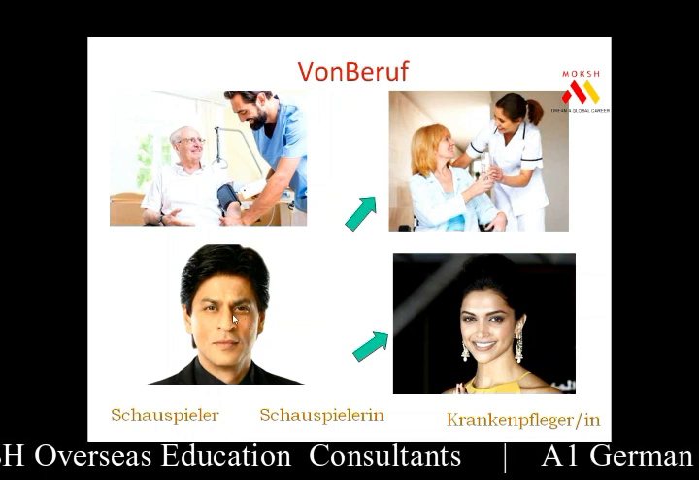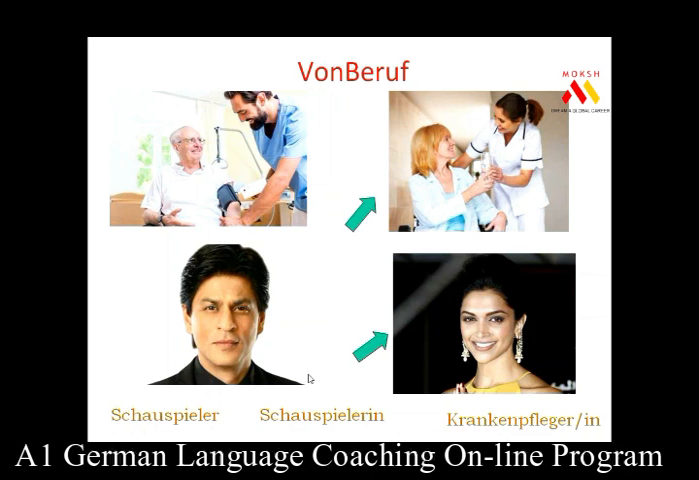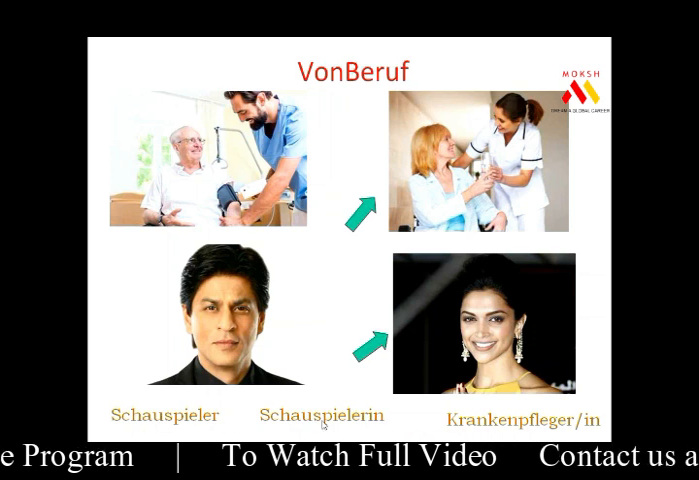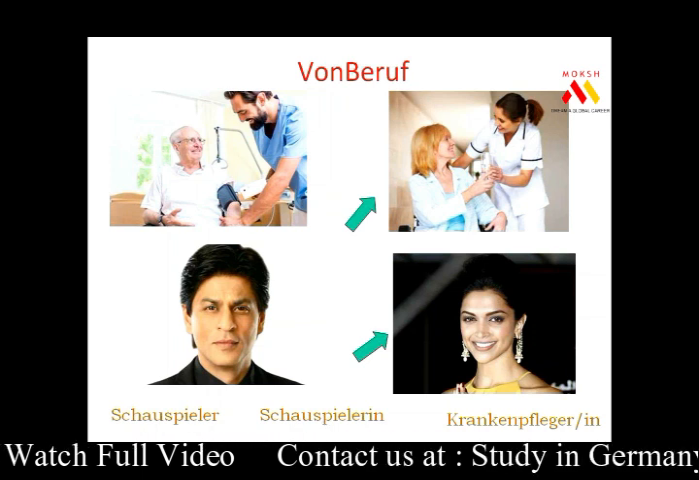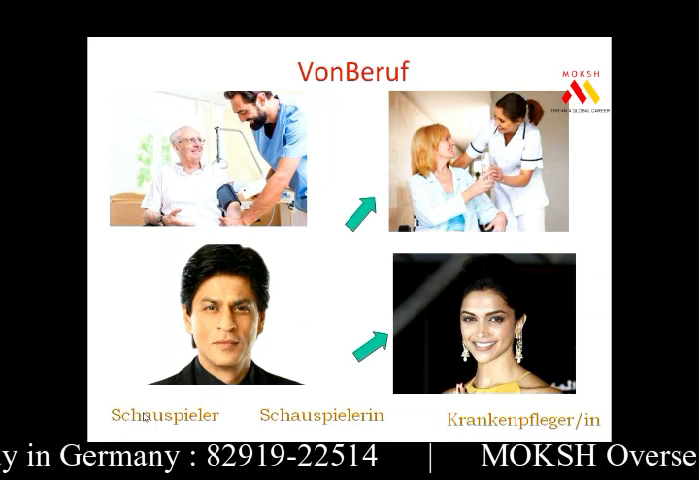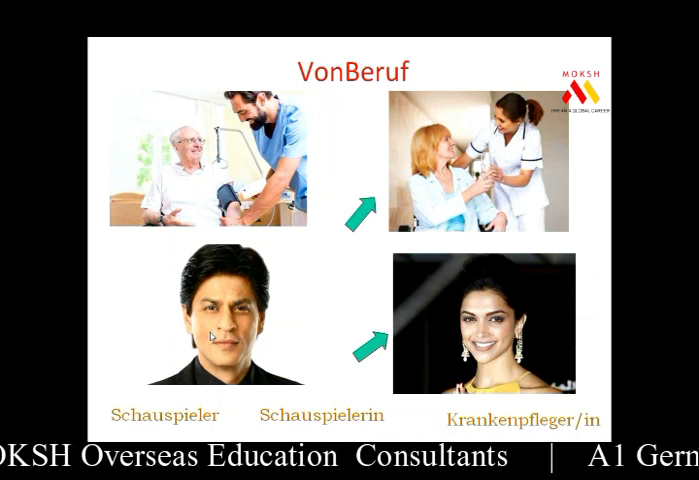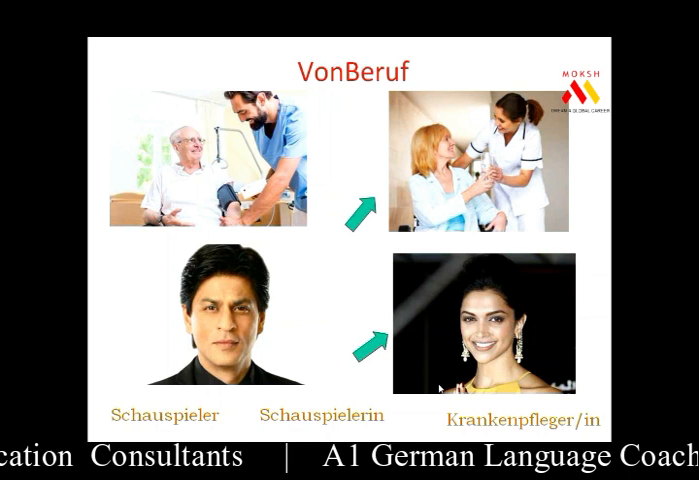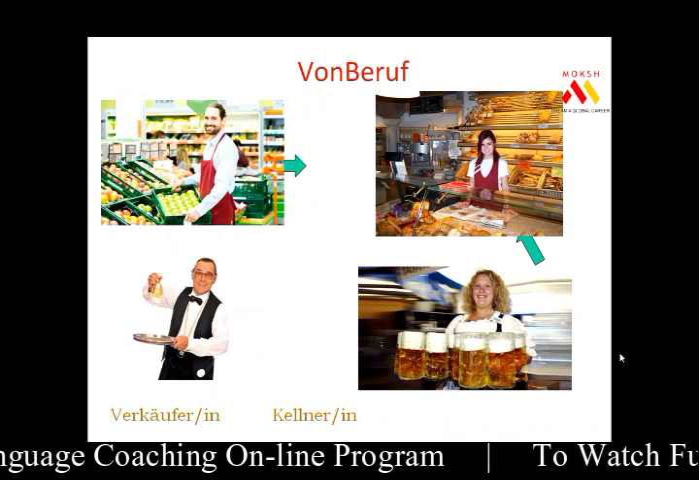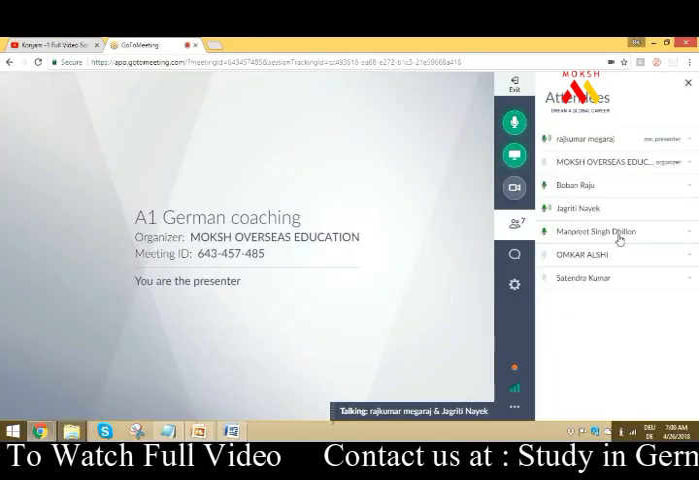Which one, sir? Yeah, this one. Schauspieler. Yeah, exactly. Schauspieler and Schauspielerin. So Spieler, normally we will say, is from spielen, to play. We have seen the verb. So Spieler is player. Schauen is normally to show, like maybe in a movie. So here is the player of the movie, so it will be Schauspieler and Schauspielerin, exactly. Then Jagriti.